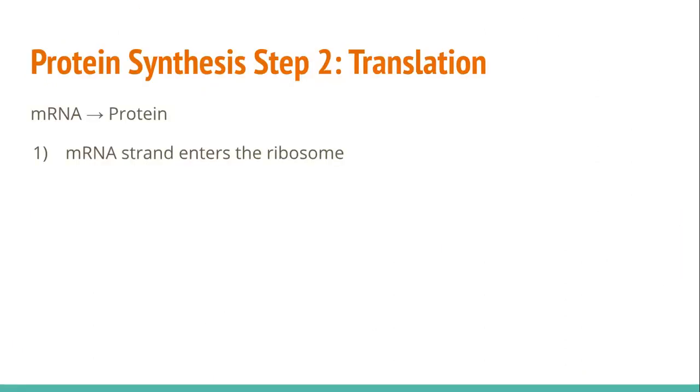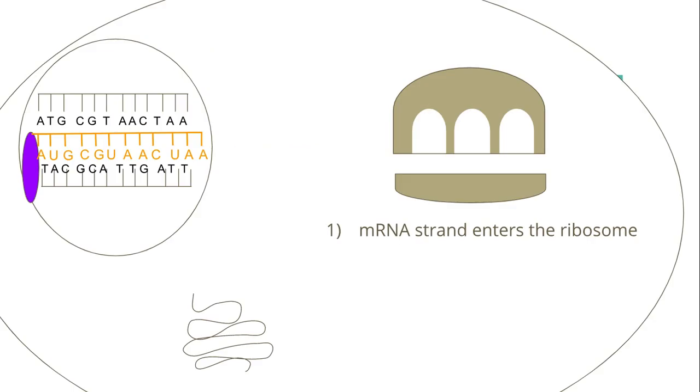So now we're in step two, which is translation. We're going to take that mRNA and we are going to make a protein. So it leaves the nucleus and heads over here to the ribosome. So mRNA enters the ribosome.